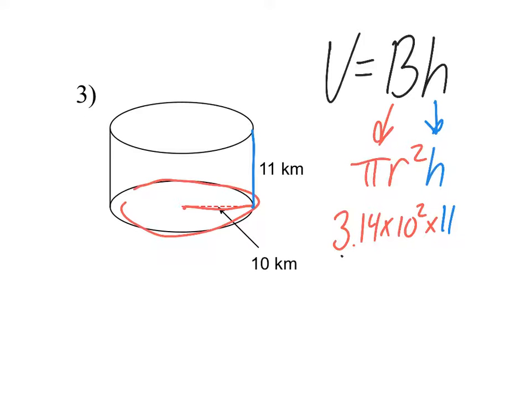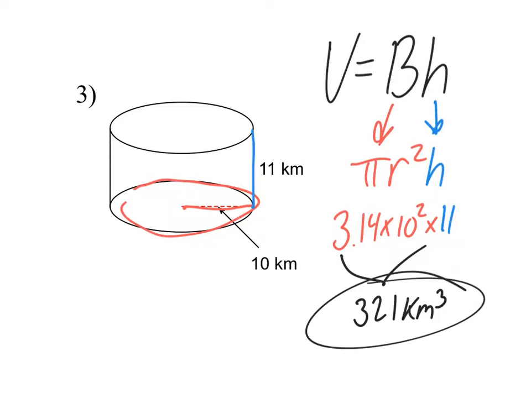Again, I'm just going to plug this in the calculator and get a value back out. But this time around, I'm not going to show the calculator picture. So we get a total value of 321 kilometers cubed, because we're talking about volume.